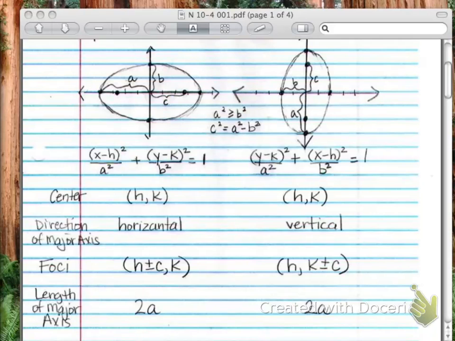That's to find the foci? Yes. So it's right here. I'm sorry, that's to find C, yes. But you need C to find the foci.